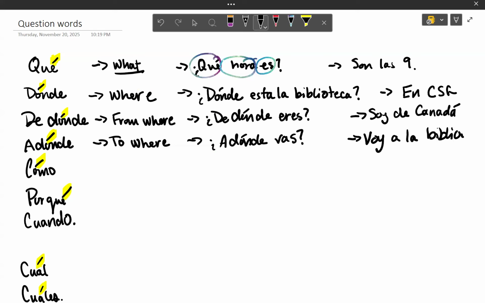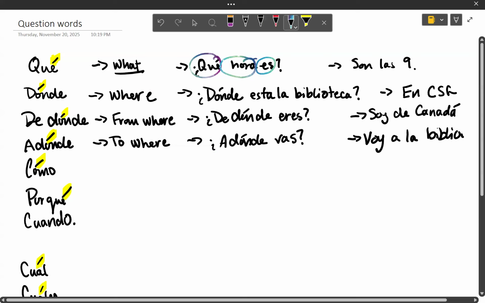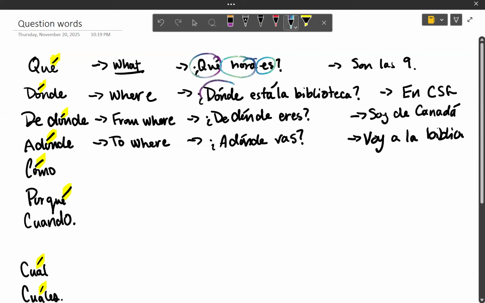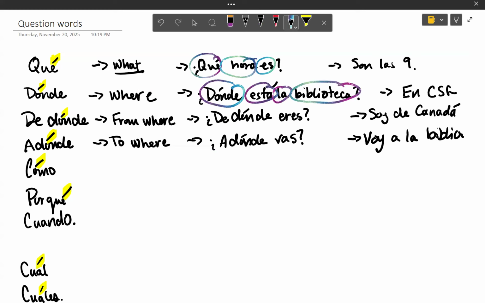Okay, so here we go. So where? ¿Dónde está la biblioteca? So almost word for word with English. ¿Dónde? Where is the library? So you'll know to use ¿dónde if you have something that is a location, right? If I say NCSG, you're thinking that's a location, so I'll use that.